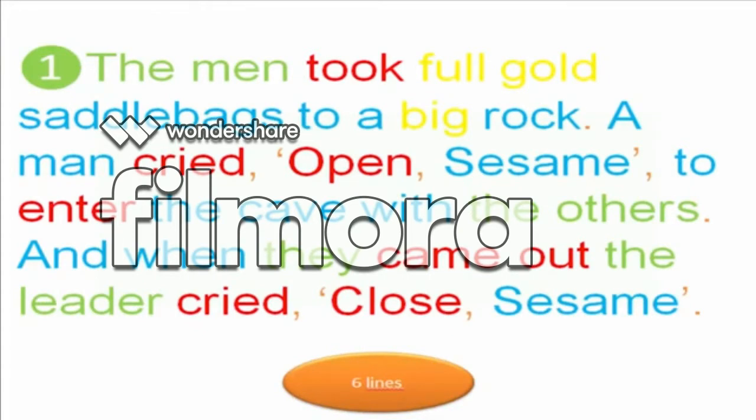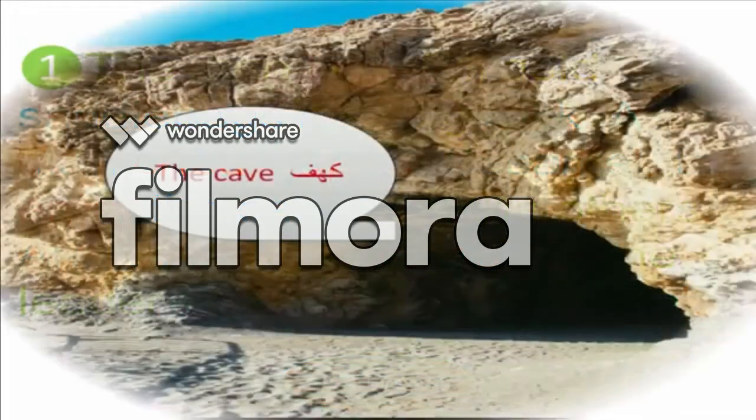أخذ الرجال سروج محملة بالذهب أو مملوءة بالذهب إلى الصخرة الكبيرة. The men took full gold saddlebags to big rock. أما cried أصرخ الرجل. Open sea same to enter the cave with the others ليدخل الكهف مع الآخرين. And when they came out وعندما خرجوا the leader القائد cried صرخ close sea same.